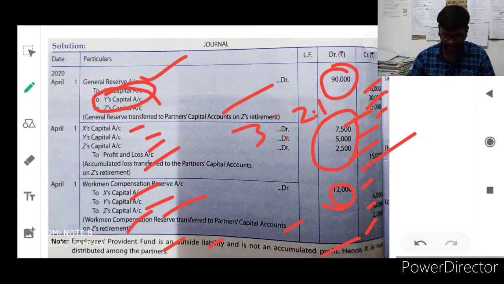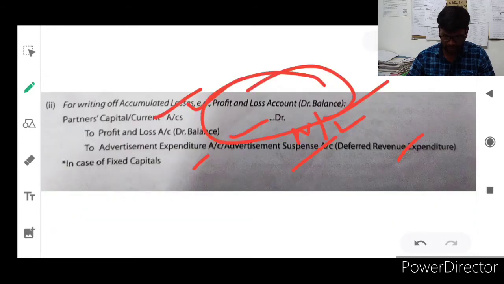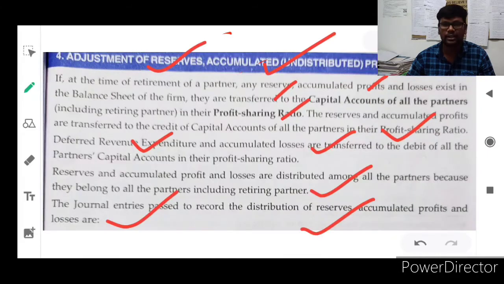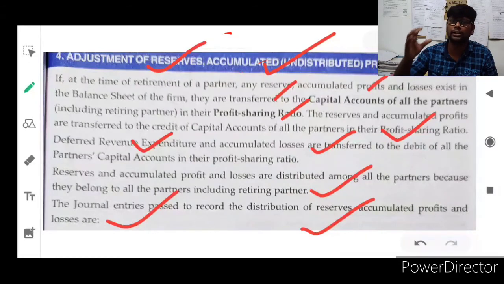So now you know very clearly how to frame the journal entry when one partner is retiring from a partnership firm, when profits are available in the firm, accumulated losses are available, reserves are available, and workmen's compensation is available.